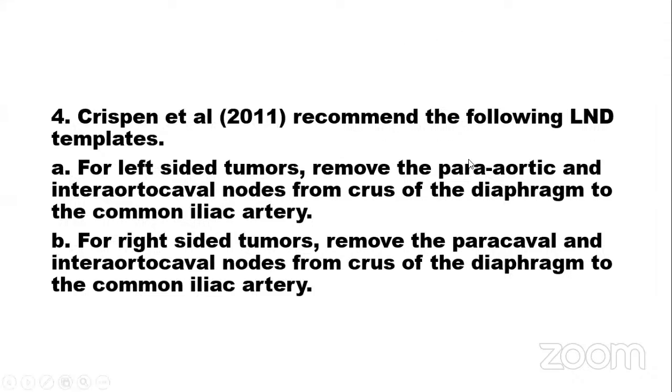The 2011 recommendations suggest the following lymph node templates. For a left-sided tumor, remove the para-aortic and interaortocaval lymph nodes from the crus of the diaphragm to the common iliac artery. We will remove all of this for the left side. For the right side, we will remove the paracaval and interaortocaval lymph nodes from the crus of the diaphragm to the common iliac artery.